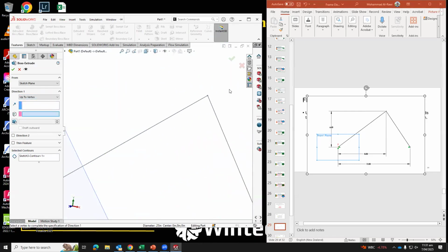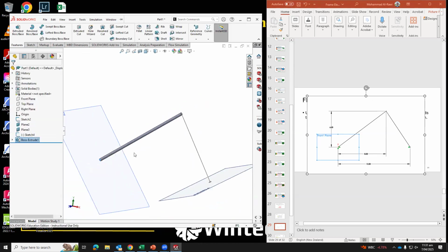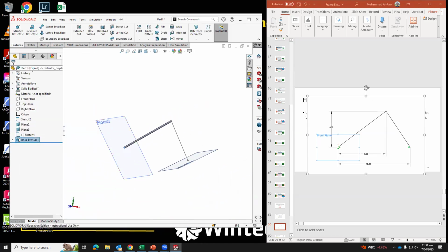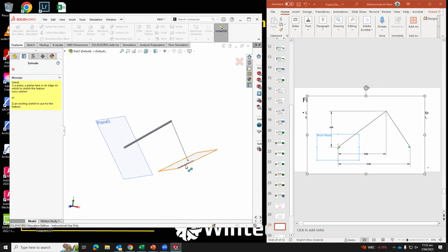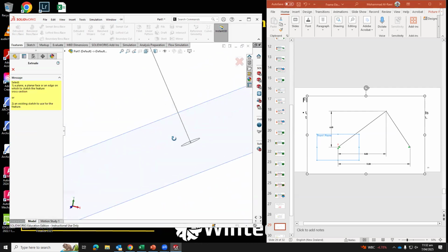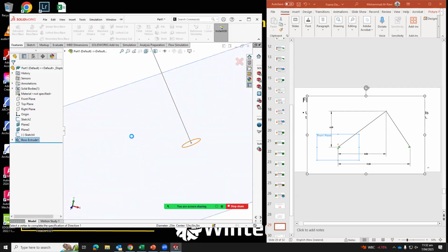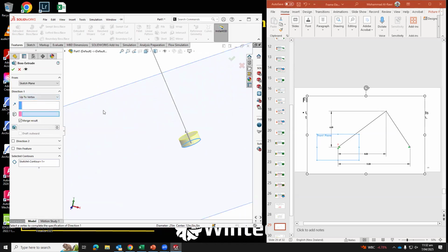Vertex is like the point. This is my vertex. That's all. You're happy with that? You click OK. And then you repeat the same thing. Extrude feature. What do you want to extrude? You want to extrude the second circle. And then you say up to vertex.